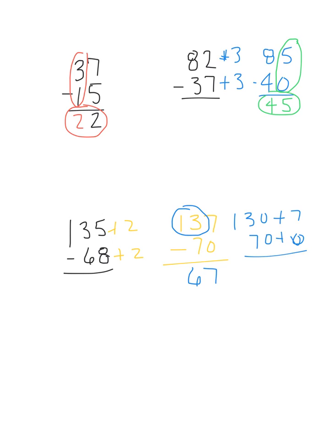So I can still use keeping a constant difference. I just need to recognize that I'm not looking at the 3 as 3 tens, I'm looking at 13 tens. That's where the difference is when we look at 3-digit to 2-digit subtraction.